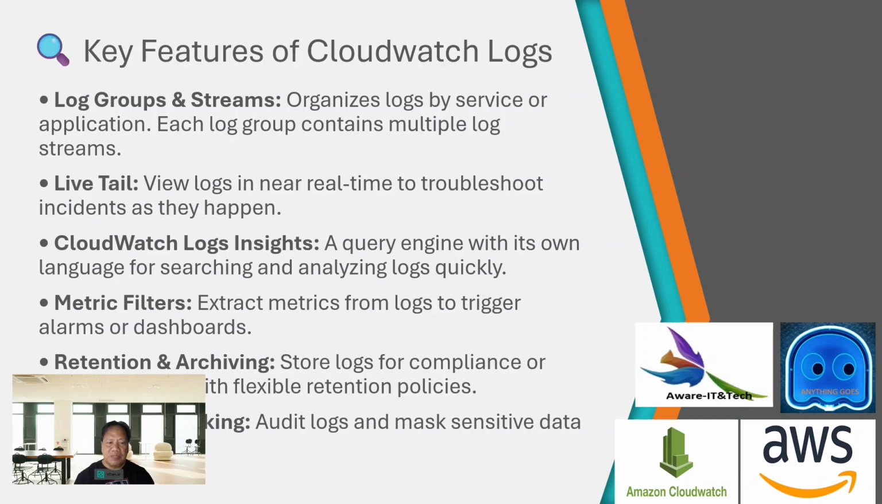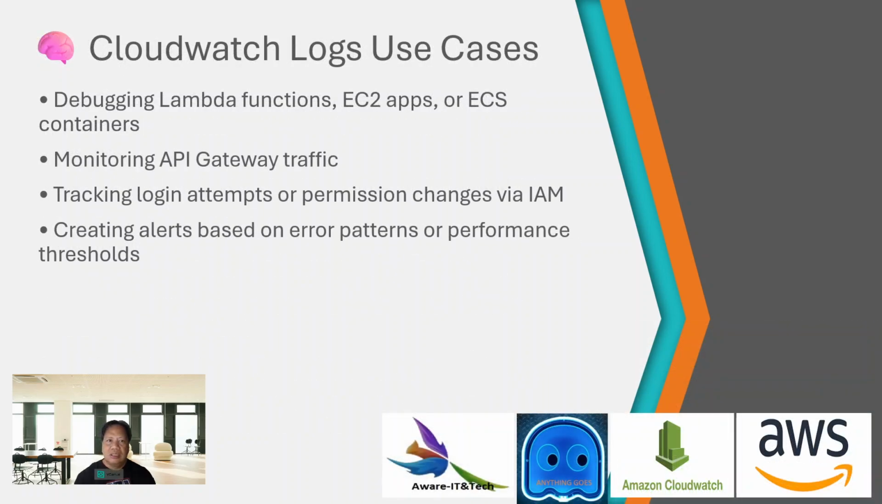Of course, we have to mask the items that are PII, for example, sensitive data, before storing them in the logs. Okay, for example, we're debugging a Lambda function. These are the use cases, and then EC2 applications and ECS. We can watch what's happening in our logs if we enable logging for Lambda, EC2, and ECS containers. We can also monitor API Gateway traffic through CloudWatch Logs.